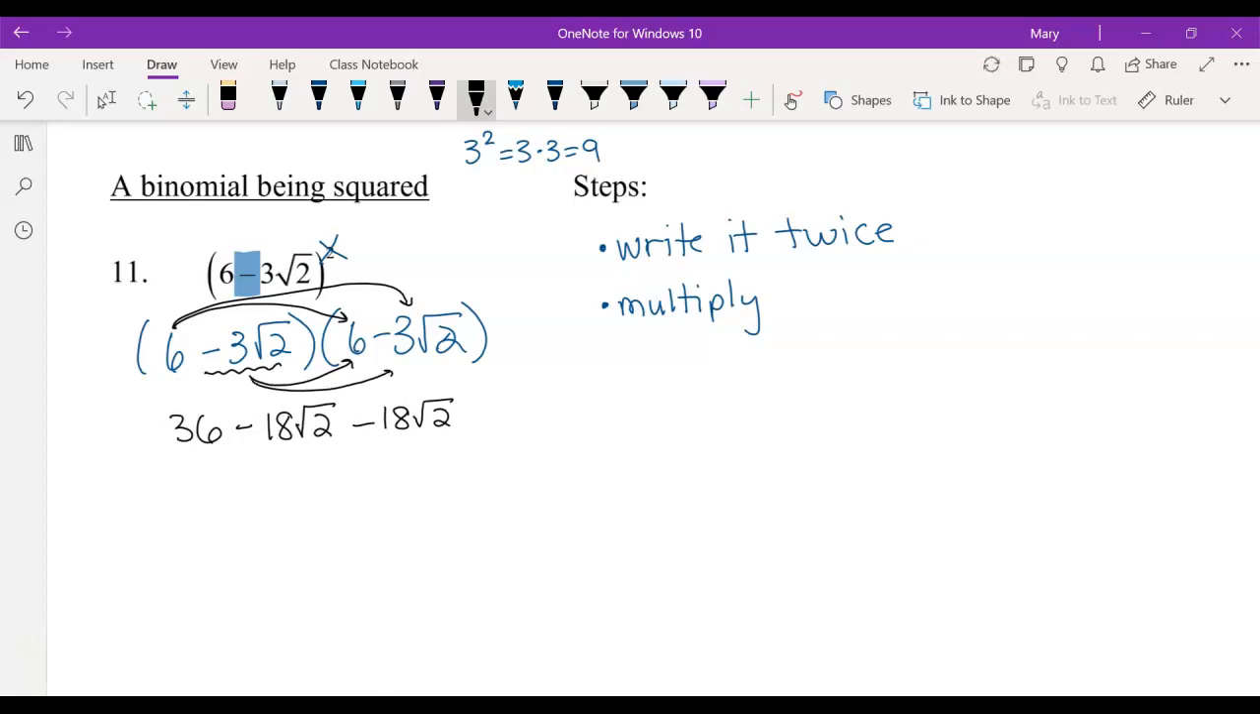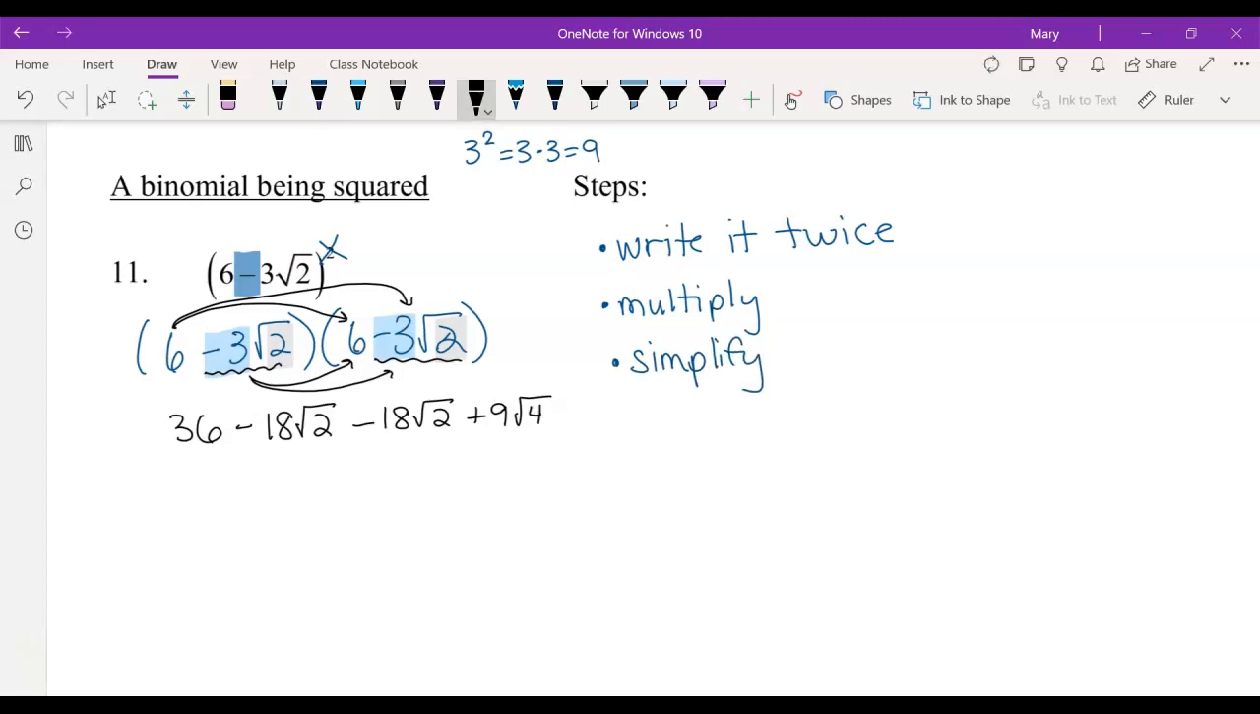And negative 3 root 2 times negative 3 root 2 means we're going to multiply the outside parts. So negative 3 times negative 3 is a positive 9. And then we're also going to multiply the inside parts. So root 2 times root 2 is root 4. After you have written it twice and multiplied, then you're just going to simplify.